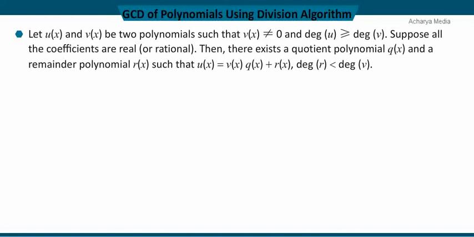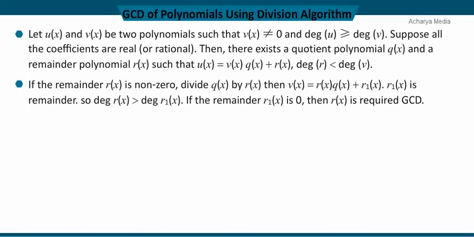Let u of x and v of x be two polynomials such that v of x is not equal to 0 and the degree of u is greater than the degree of v. Suppose all the coefficients are real or rational, then there exists a quotient polynomial q of x and a remainder polynomial r of x such that u of x is equal to v of x q of x plus r of x, and the degree of r is lesser than the degree of v.